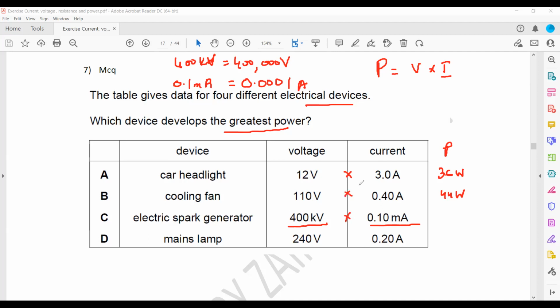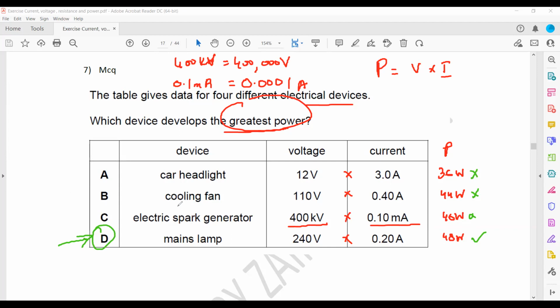Now to get the power, we'll multiply them because power is a product. So it is 400,000 multiplied by 0.0001. So the power is 40 when we multiply. And the last one, 240, that's volt, multiplied by current, which is already in ampere, so multiplied by 0.2, so that is 48 watt. The question is which is having the greatest power? So when you check, this is 36, 44, 40, but this is having the highest power. The greatest power is actually from the main lamp, as power is a product of voltage and current, in which the voltage should be in volts and the current should be in ampere.